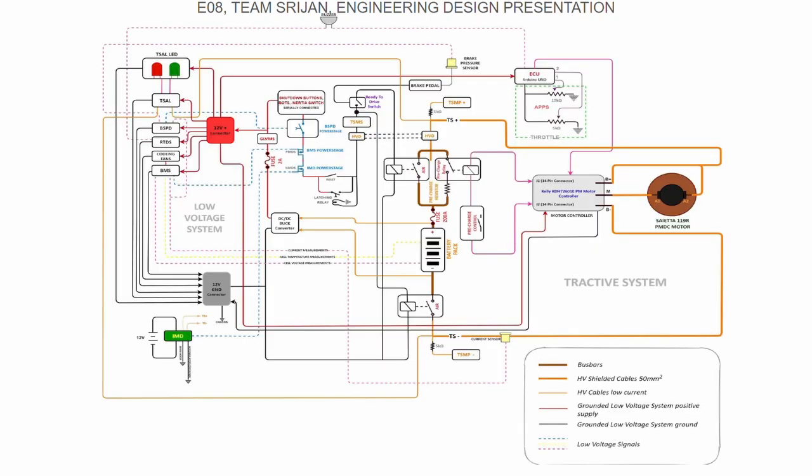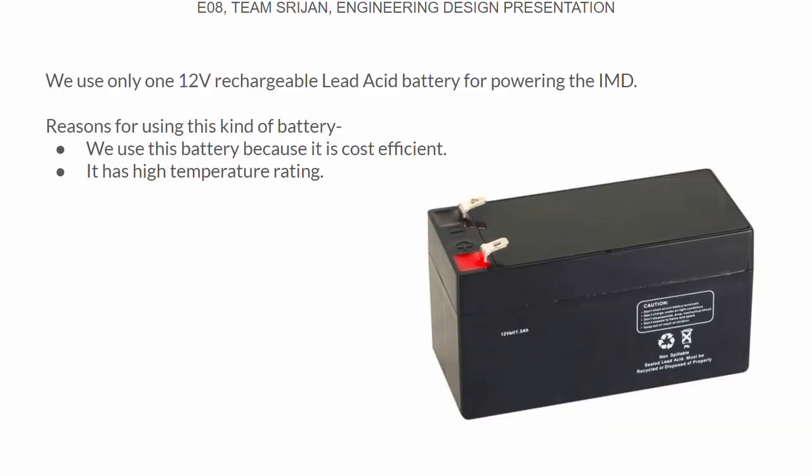The following slide consists of the schematic of the entire circuitry of the vehicle. In the middle there are AIRs, and to the right of AIRs there is the HV system, while to the left there is the low voltage system. Low voltage battery: we use a 12 volt rechargeable lead acid battery for powering the IMD.